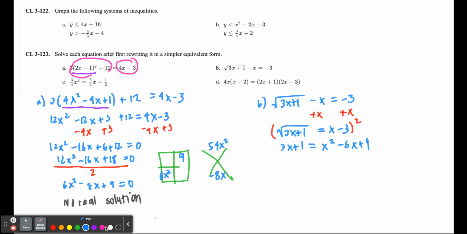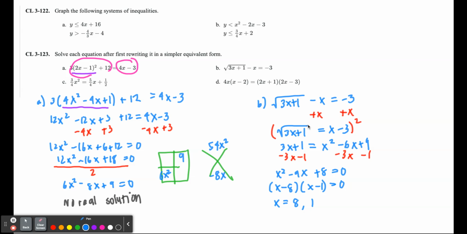So you get a quadratic, so we need to set it equal to 0. So minus 3x minus 1. So then we get x squared minus 9x plus 8 equals 0. Thankfully, that does factor to x minus 8, x minus 1 equals 0. So you get x equals 8 and 1.